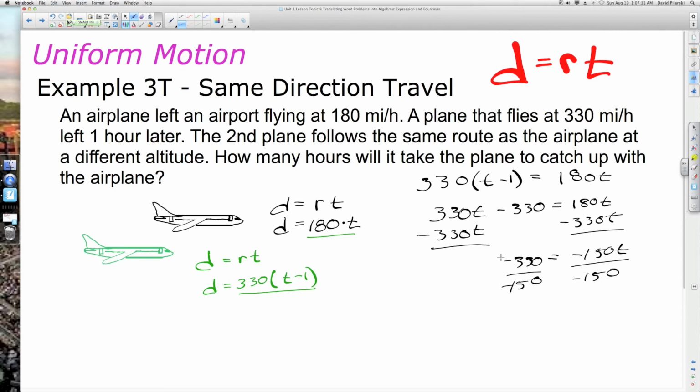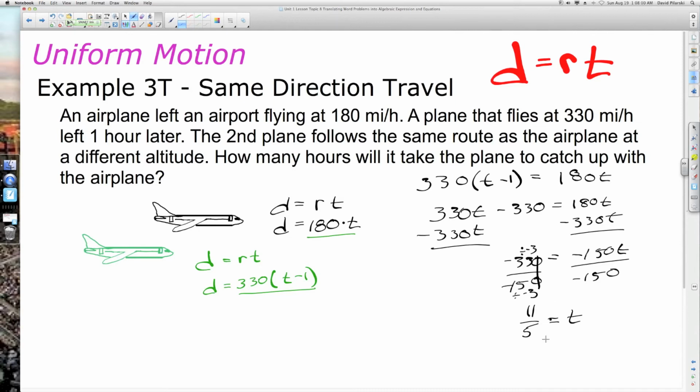When we do that, we can reduce or simplify this. This simplifies by dividing by a factor of 10, or we can just cancel those zeros and then divide negative 33 and negative 15 by a negative 3, which would give us 11 over 5. Negative 33 divided by negative 3 is equal to 11, and negative 15 divided by negative 3 is a positive 5. So t, the time, is equal to 11 over 5.